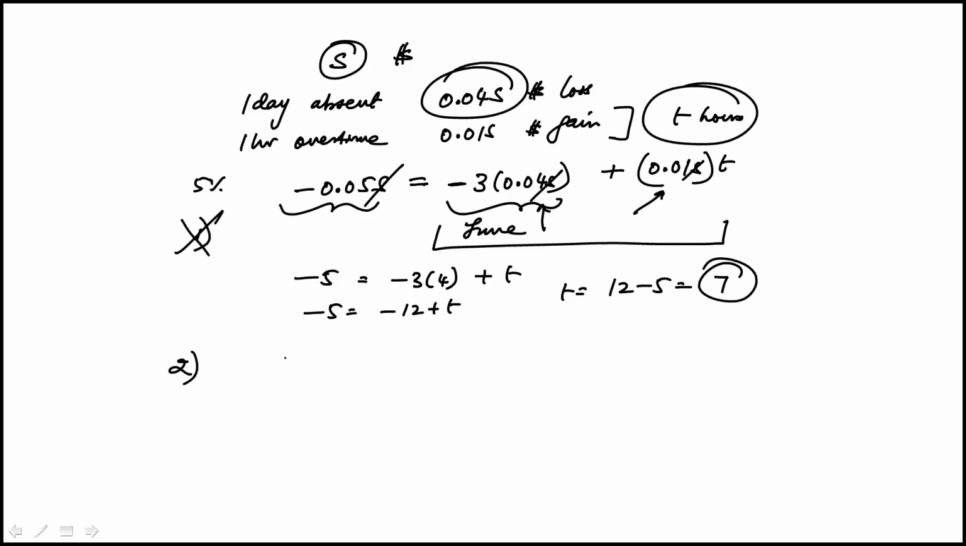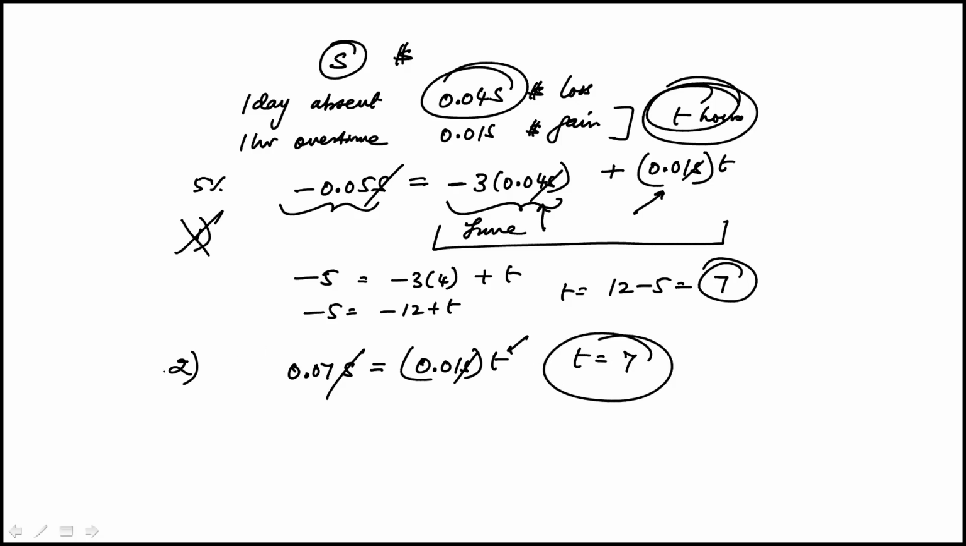2 says he receives 7% of his monthly salary, so 0.07 S for his overtime. So if he worked for T hours, he's getting 0.01 S for each hour. So for T hours would be this amount. You'll again see the salary drops out. Divide both sides by 0.01. T again comes out to 7. So I'm sorry, I just noticed it is sufficient. And you'll see 2 alone is also sufficient.